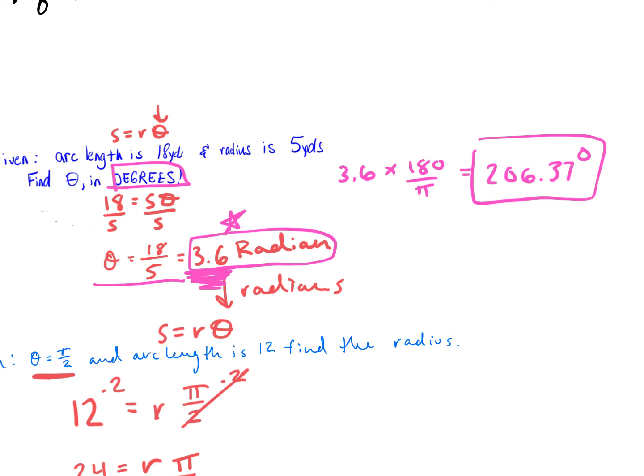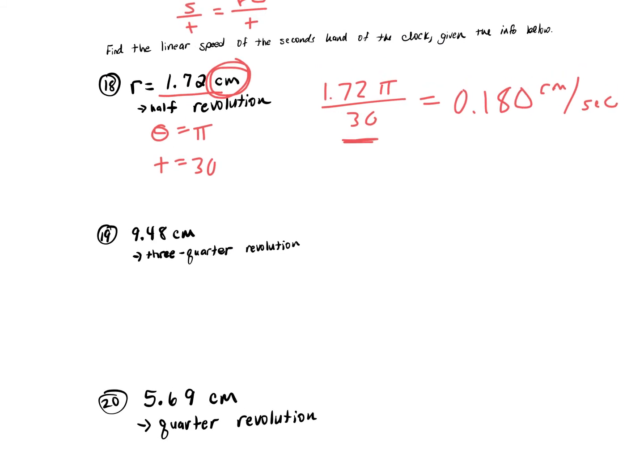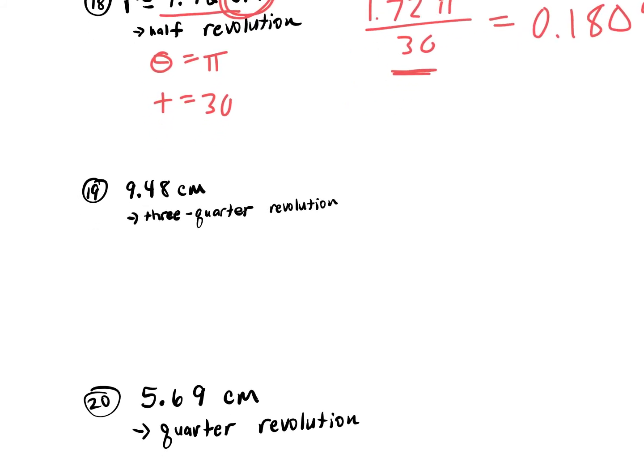Okay. All right, so looking at number 19, we have to find the linear speed of the second hand of the clock given the info. Wait, is this the review, right? Yes. So this is our radius. To find the linear speed, our formula is s over t. And what's the formula for s? s equals r times theta. So r times theta over time.